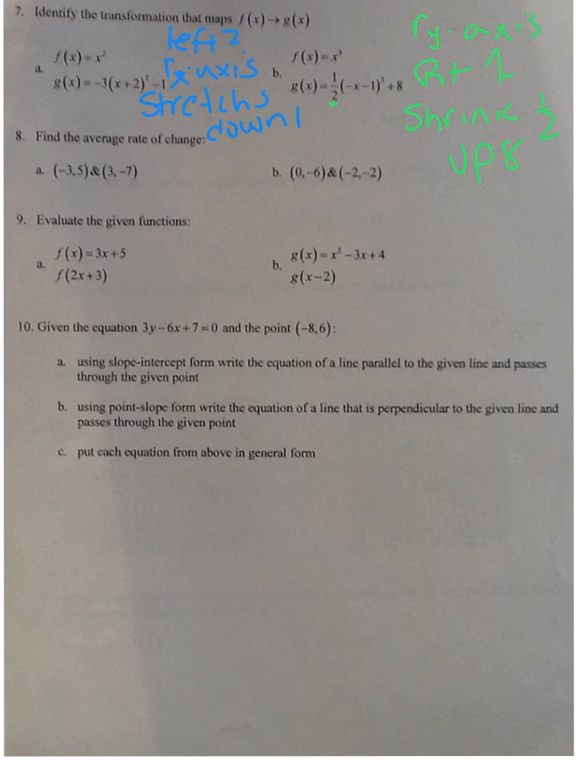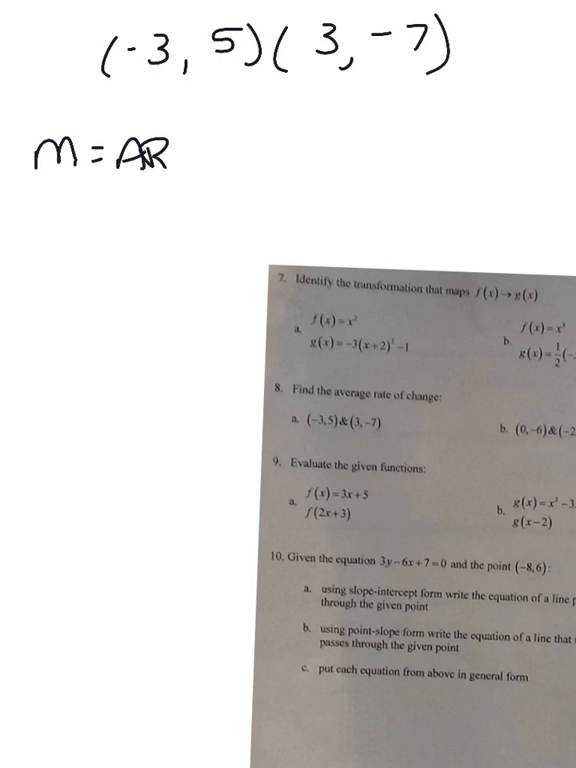All right, let's take a look at number 8. Number 8 is to find the average rate of change. So remember the formula for the average rate of change. Let me just write down the point for A. The average rate of change, which is your slope, right? So it's y minus y over x minus x.